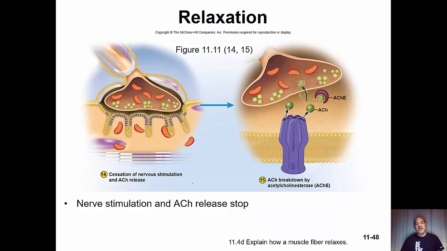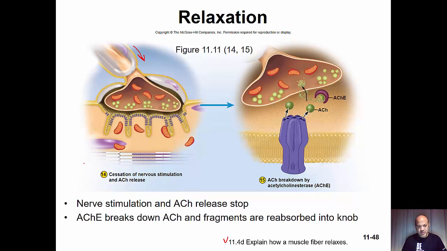So now let's look at relaxation. Here your objective is to explain how a muscle fiber relaxes. First of all, we want the nerve stimulation and the acetylcholine release to stop. So we stop the nerve impulse from coming in. That will stop the release of the acetylcholine. And the acetylcholine esterase, the AChE, is going to break down the acetylcholine.